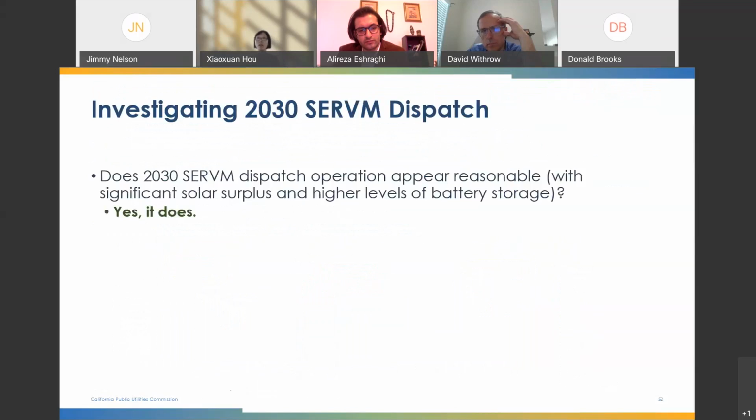Now, moving on to our final question. We looked into SERVM's 2030 dispatch and found that especially with significant solar surplus and higher levels of battery storage, SERVM's internal dispatch logic looks generally reasonable. Next slide, please.